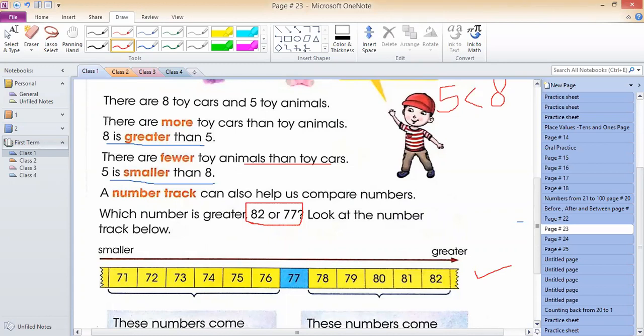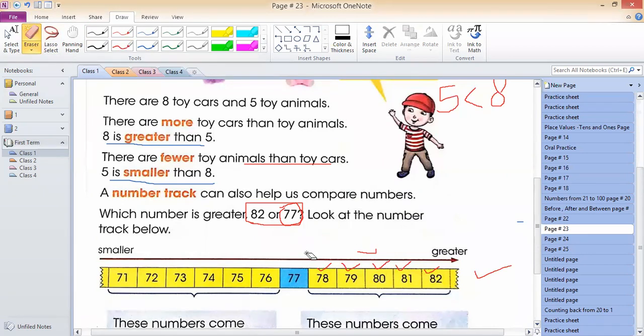So guys, I tell you one thing: in the number track, you will find any one number. Let's suppose I take 77. The numbers which come after 77, these all numbers will be greater. Like 78, 78 is greater than 77. 79 is also greater than 77. 80 is also greater than 77. 81, 82, and so on. Whatever number comes after 77, these all numbers are greater than 77.